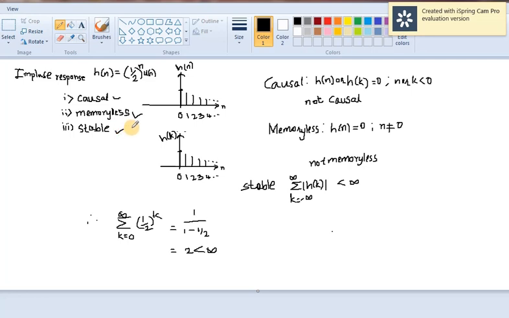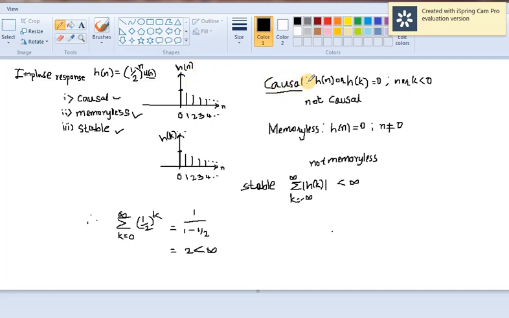To check this, we already know the conditions for causality. So let's draw the signal. h of n is equal to half raised to n u of n. We know half raised to n is multiplied with u of n, so our decaying exponential is getting multiplied with the positive-sided step signal. So we will get this kind of a signal. And for this, let's check causality.